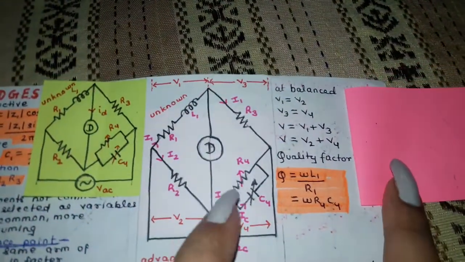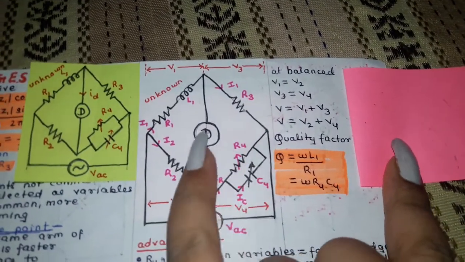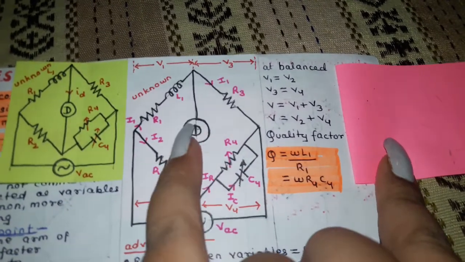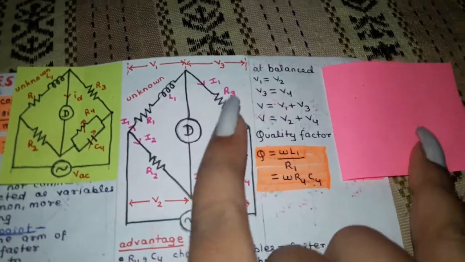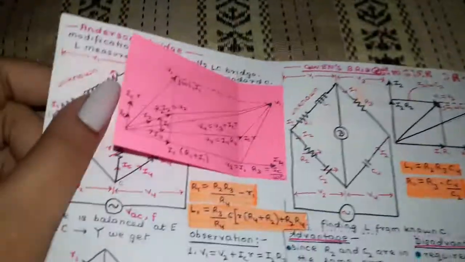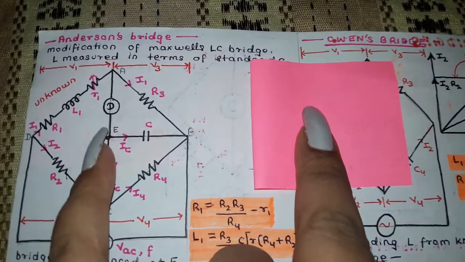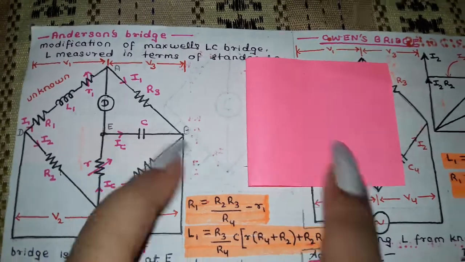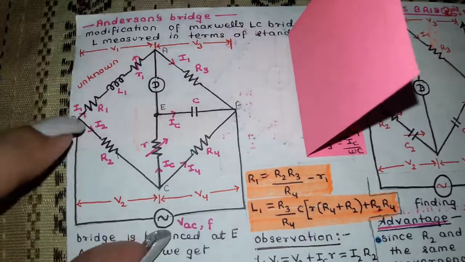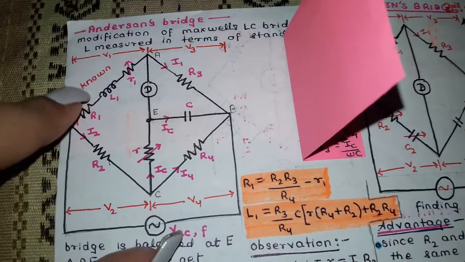You see the capacitor is applied over here in Maxwell's bridge, but in Anderson's they are applying the capacitor across these two terminals over here. This capacitor is not attached here but rather here in Anderson's bridge. This is the modification they have done. The capacitor is not across this arm but between this and this. Now this is your required circuit. This is your unknown impedance arm, and this is your unknown inductance over here.